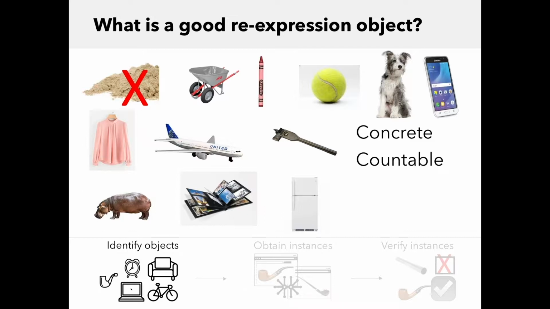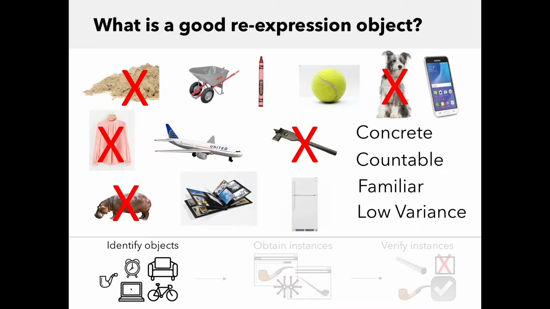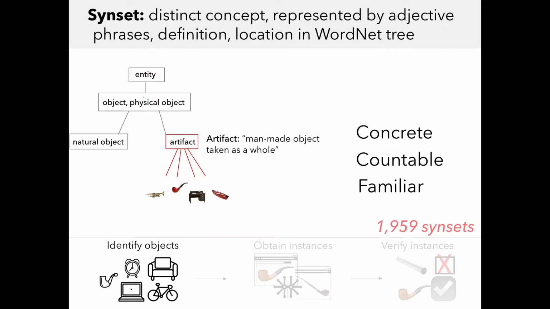You also want them to be familiar. So you want objects that people not only recognize, like a hippo, but that they actually interact with in daily life, so they have a sense of the scale. And finally, you want objects that have low variance in the measure. So I could tell you 35 pounds is equal to the weight of a dog, but you don't know if I mean a big dog or a small dog. There's a lot of variance, and so we want things that don't vary that much.